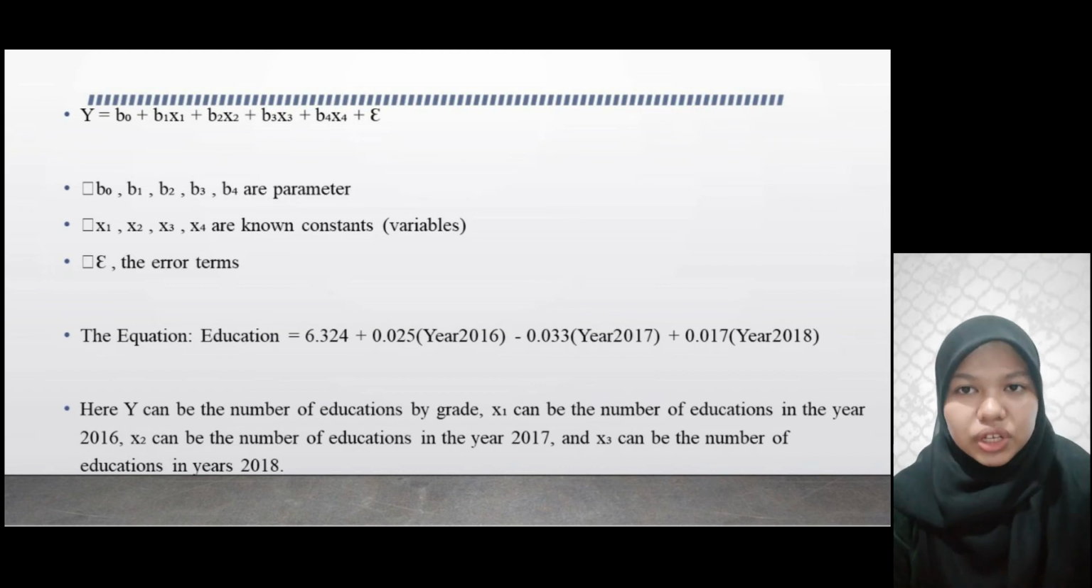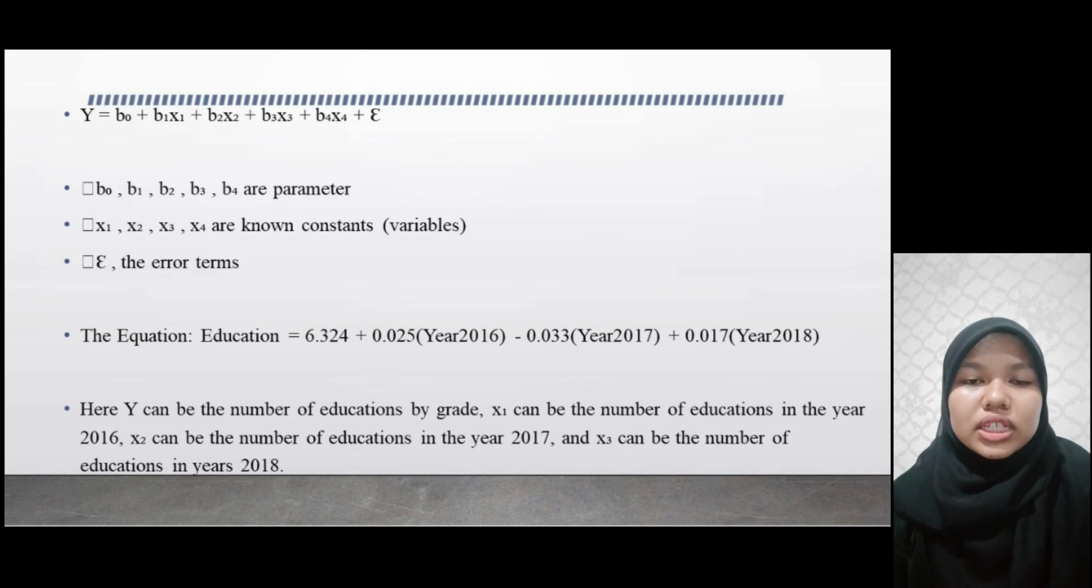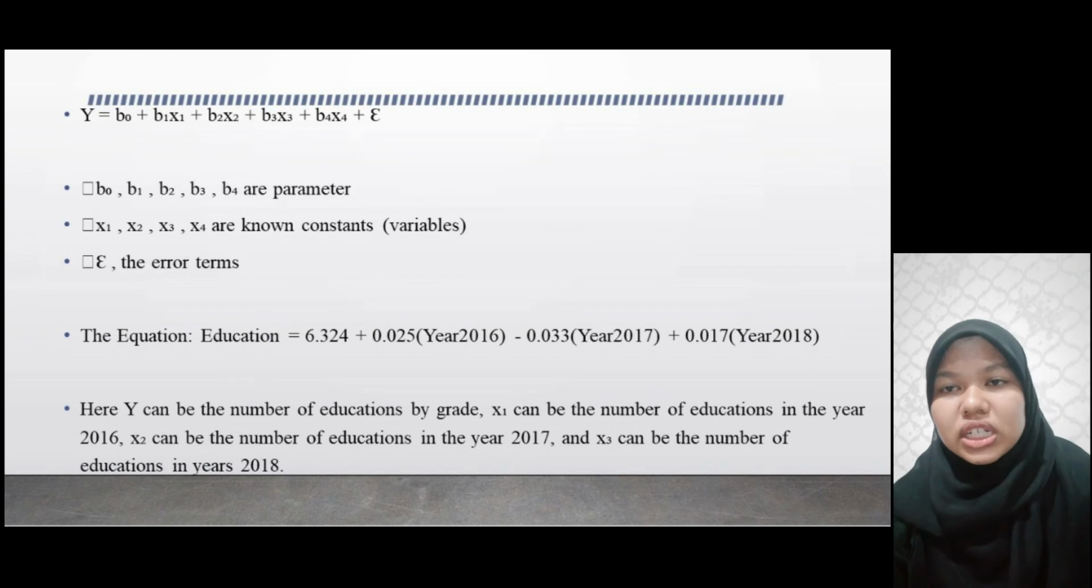So for the equation, education equals 6.324 plus 0.025 for year 2016, minus 0.033 for year 2017, plus 0.017 for year 2018.